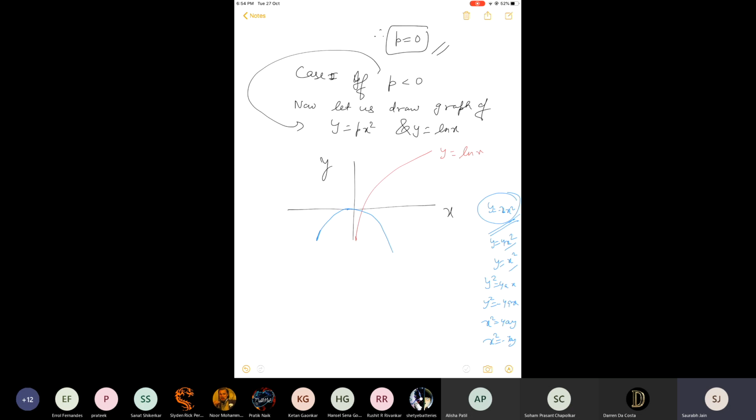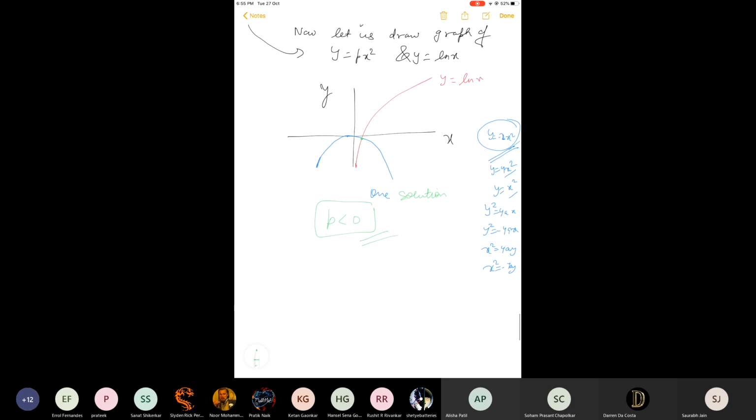What do you observe? This red and blue curve is meeting at one solution, this point. So what is the meaning? That means all values of p which are negative. You draw this curve y equals px square and take any p, minus 2, minus 3, minus 4. It will always give you one solution.